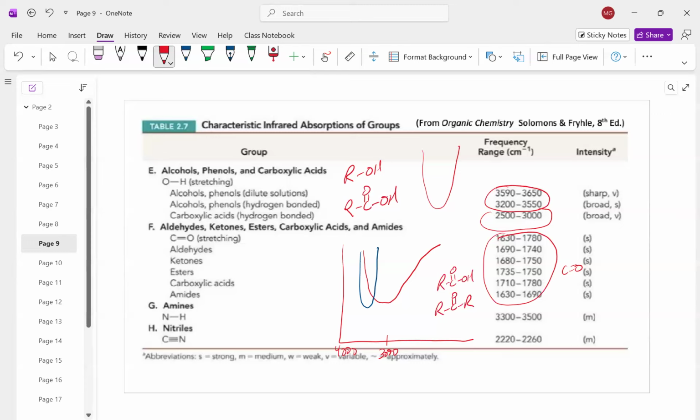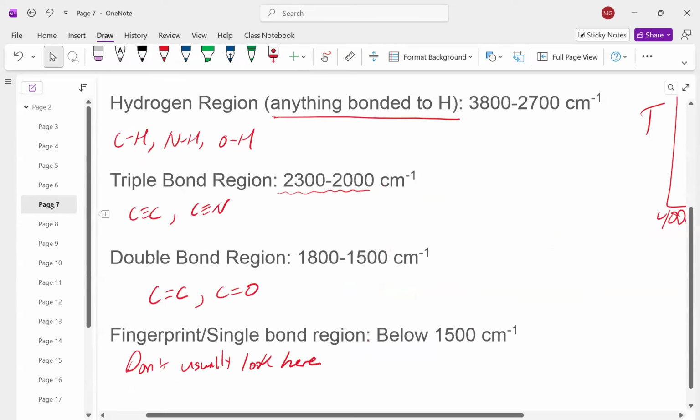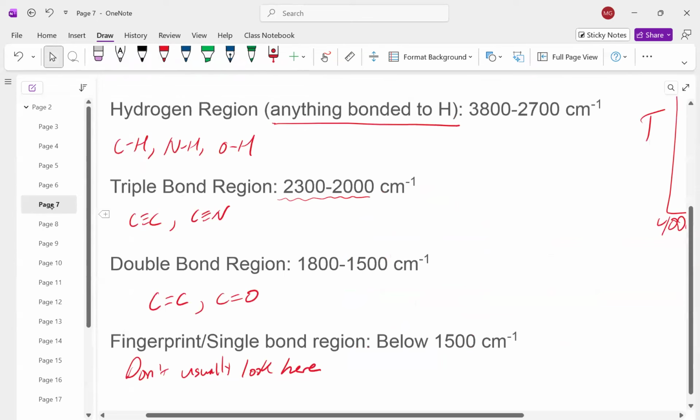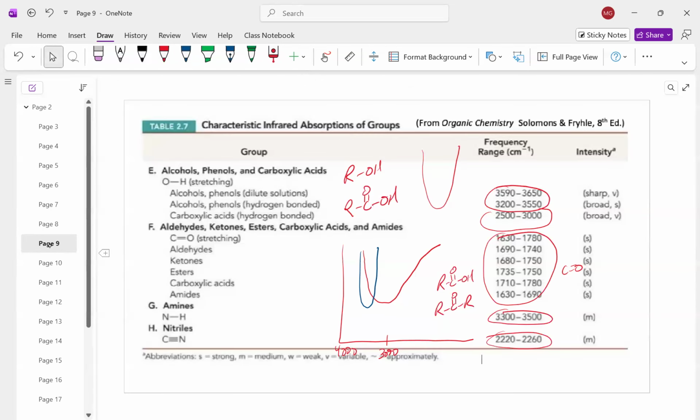All right, amines are going to show up in our hydrogen region. And then the carbon-nitrogen triple bond of the nitrile shows up in the triple bond region. So this is why I highlighted earlier how important it is to know an IR spectrum in terms of regions, because then it makes these kinds of things a lot more simple to memorize.